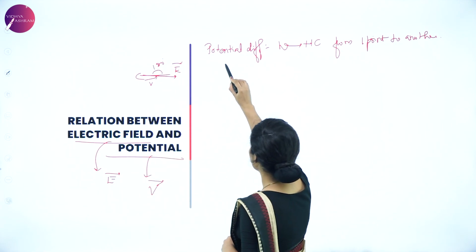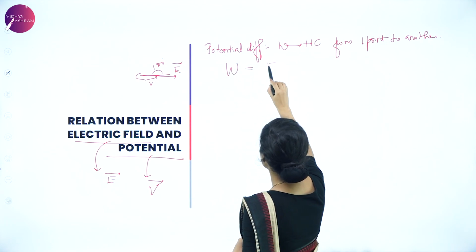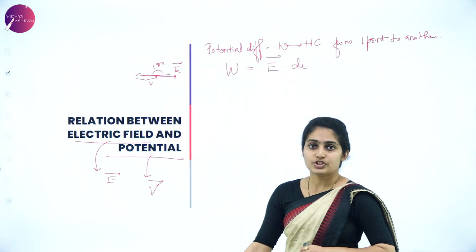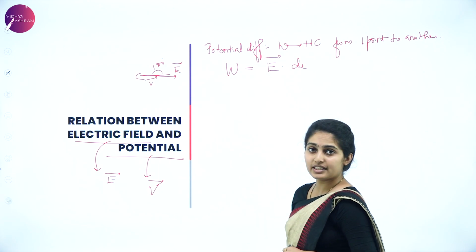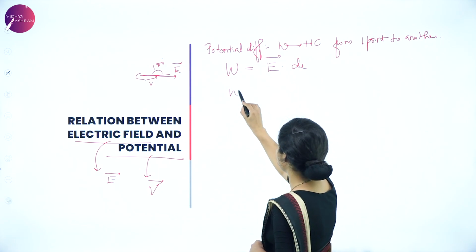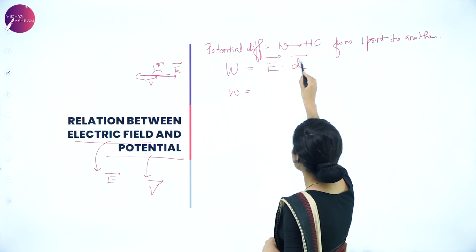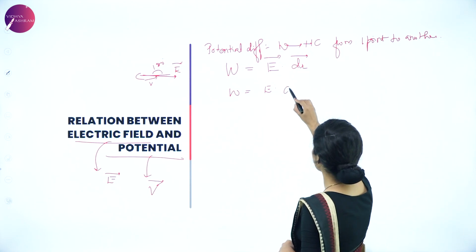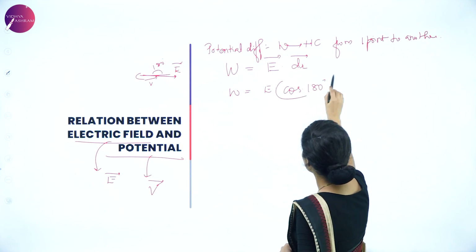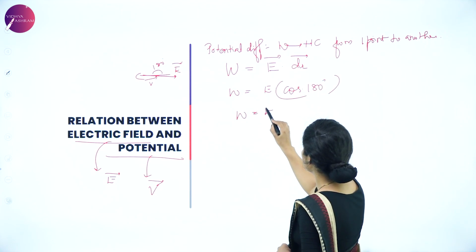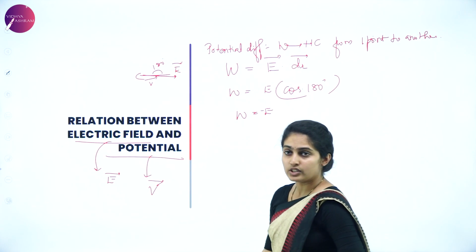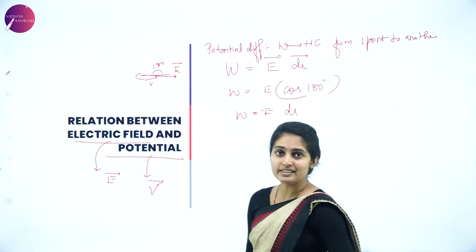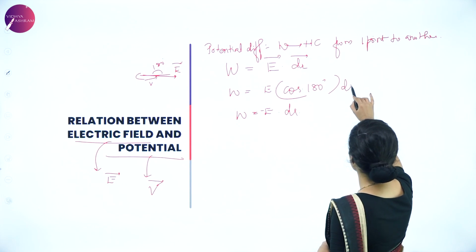So what are we supposed to do? Work done is equal to the force, that is the electrostatic force you apply, and displacement. The distance between two charges is dr. It's a vector quantity, so on removal of the vector notation, to represent the magnitude, we get E into a trigonometric function, cos 180 degrees. Cos 180 is nothing but 1, so W is equal to E into dr. So W is equal to minus E into dr.